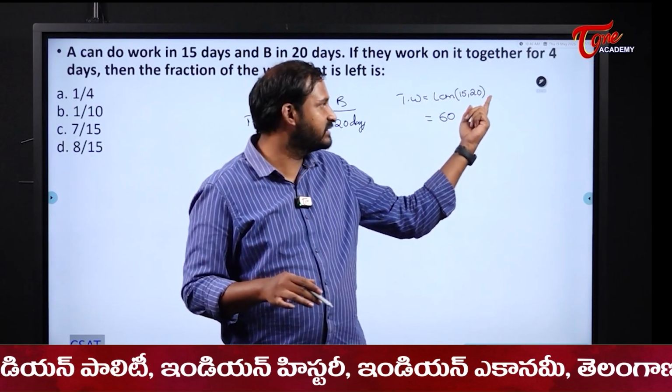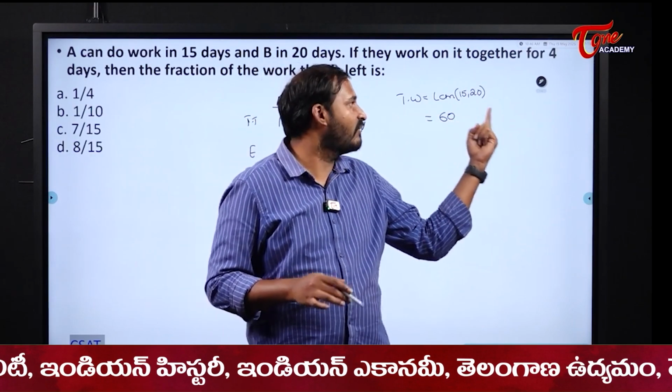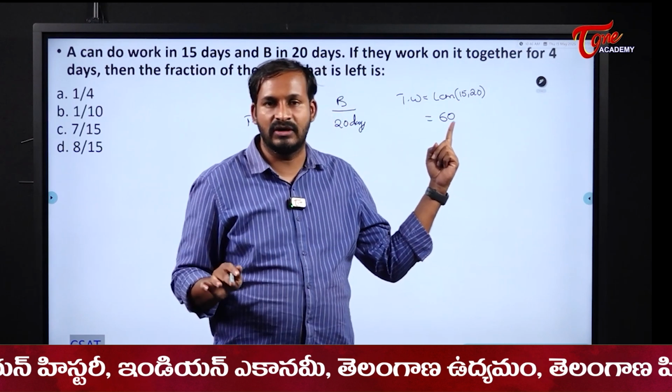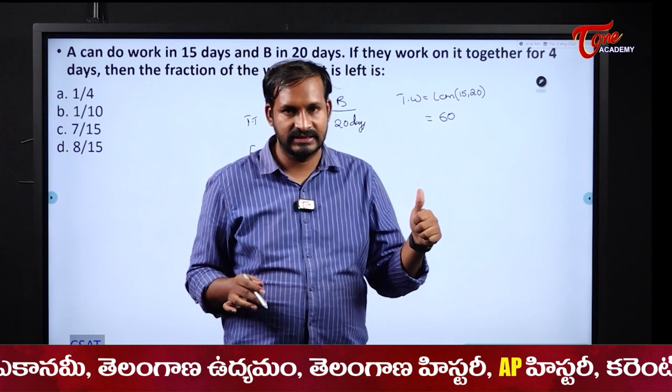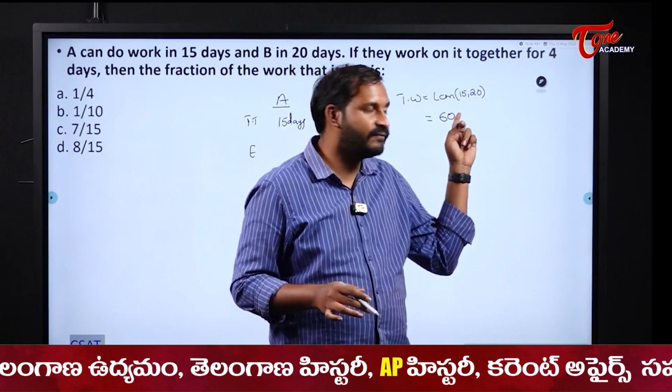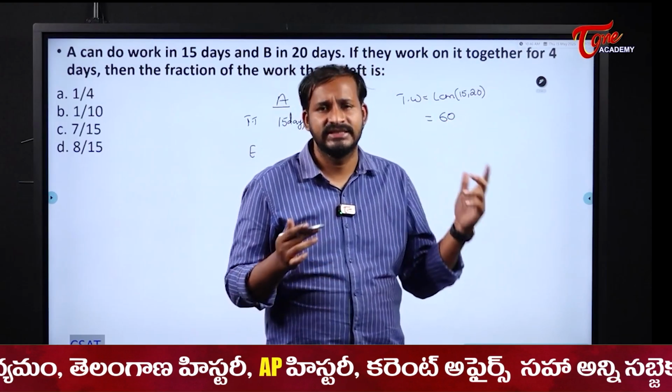So that is not LCM. Next multiple of 20 is what? 40. Is 40 divisible by 15? No. That is not LCM. Next multiple of 20 is what? 60. Is 60 divisible by 15? Yes. Then obviously the LCM of 15 and 20 is 60.